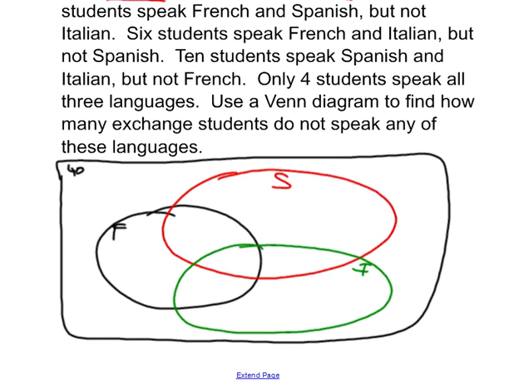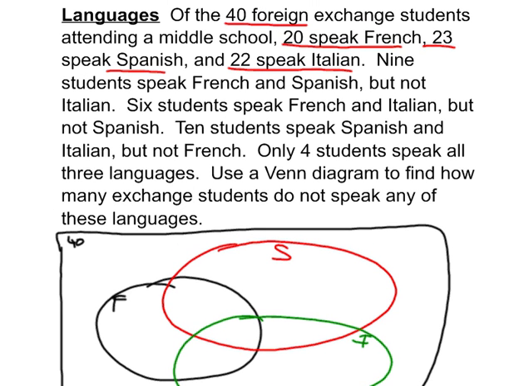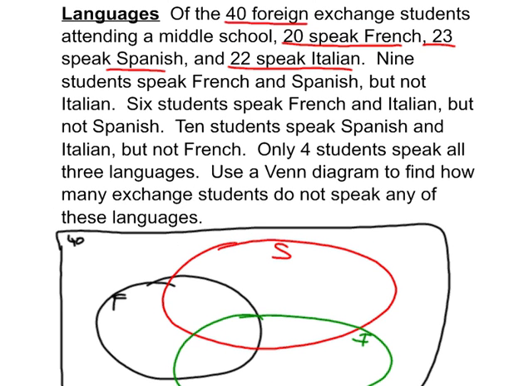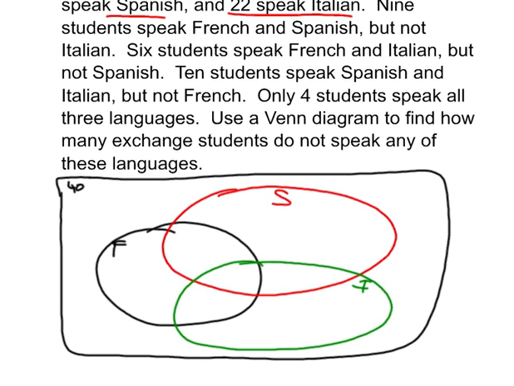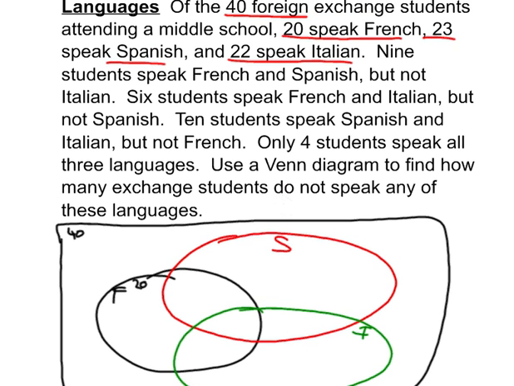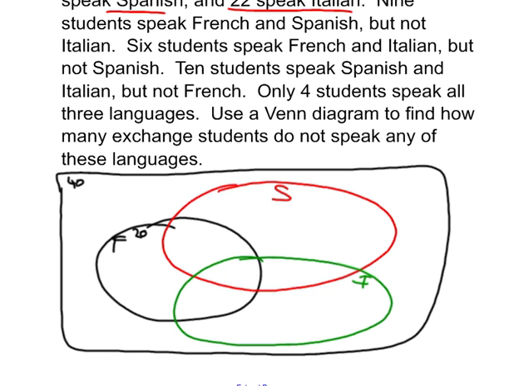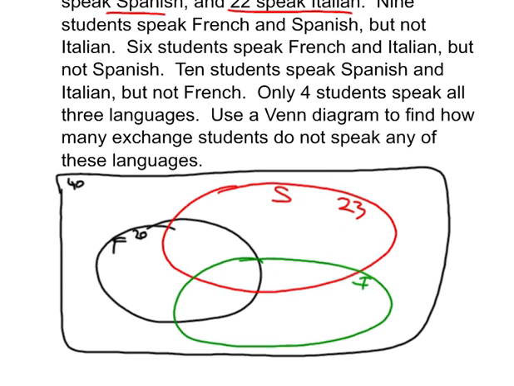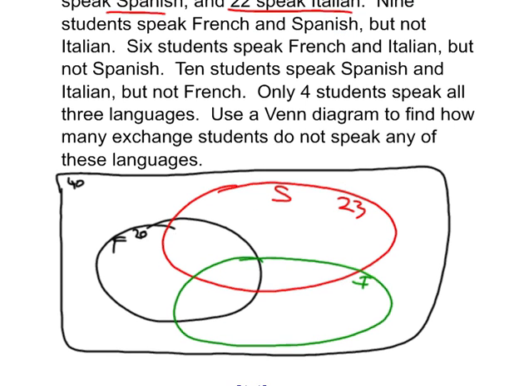As we go through this now, I'm going to put in the information that was given to us in the beginning here. We can see that there are 20 who speak French, 23 who speak Spanish, and 22 who speak Italian. That's the grand total in each of those circles. We've got some overlap, of course, so let's start taking care of the overlap.